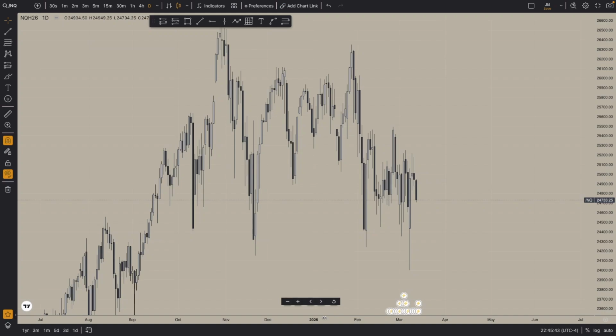Okay, this is the trade recap for today. First I'm gonna go over all the bias and then the trade that I took, and then I'm gonna go review the other trades.